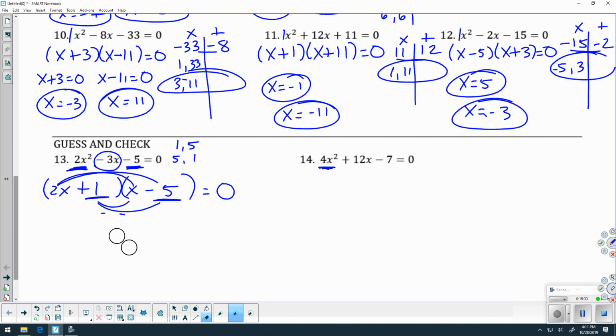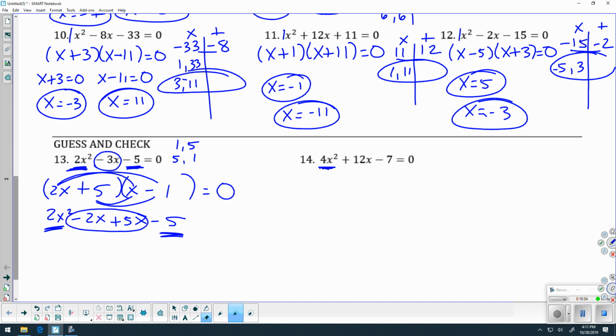So now I need to try something else. I think that was too big. Maybe what I want to try instead is put 5 here and put 1 here. I'm going to keep the signs where they're at, but now let's check this one and see where we're at so far. 2x and x again is 2x squared. 2x times negative 1 is negative 2x. 5 times x is positive 5x. This would be negative 5. So again, we got the 2x squared, we got the negative 5 like we want. In the middle here, negative 2x plus 5x, that'd be positive 3x.